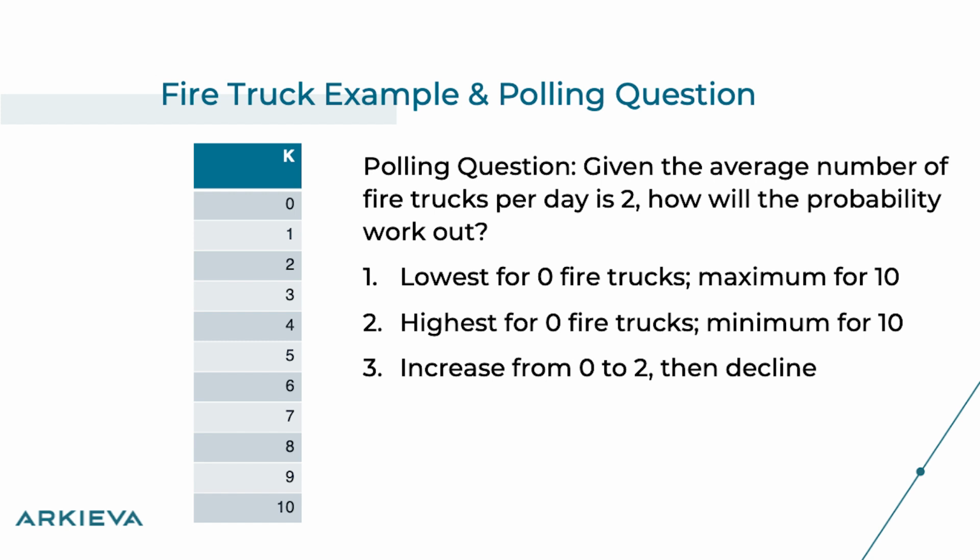How do you think the probability will work out? Will it be the lowest for 0 fire trucks and maximum for 10? Will it be highest for 0 fire trucks and minimum for 10? So will it be increasing? Will it be decreasing? And the third option, will it increase from 0 to 2 and then, I guess, decline?